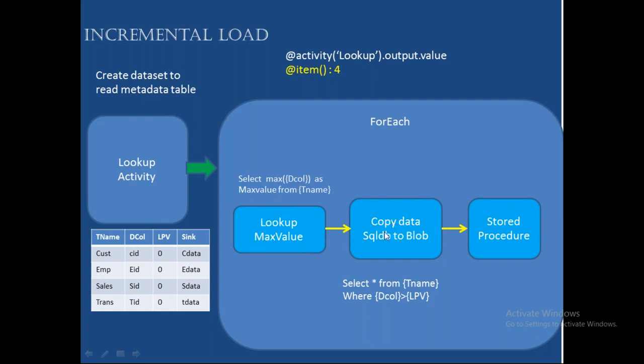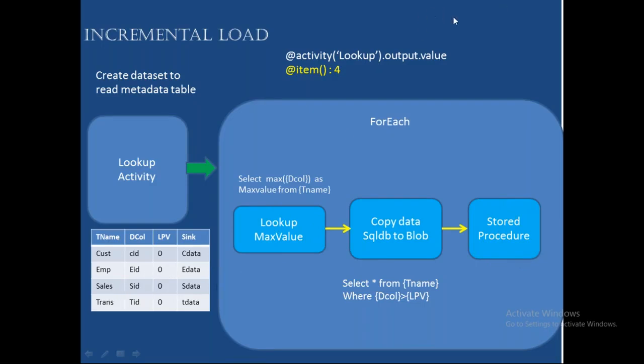Now what I need to do? I need to say select star from EMP where EID greater than 0, because the last processed value is 0. Till 0 record I processed. So whatever result comes, those results I will load into my blob storage. Finally, what I'm going to do? Sorry, I'm going to update the last processed value, whatever I got as the max value here.